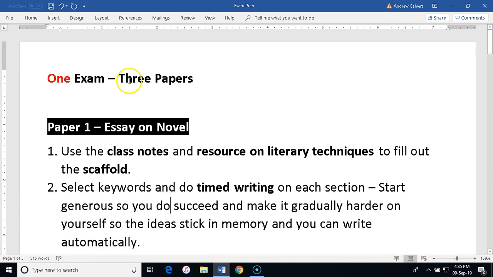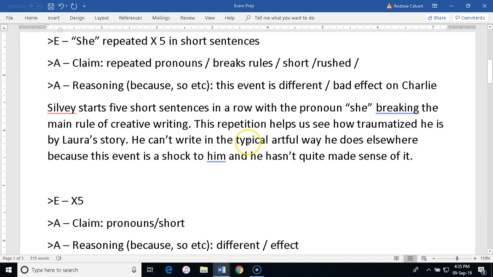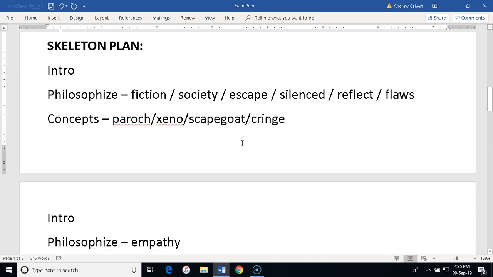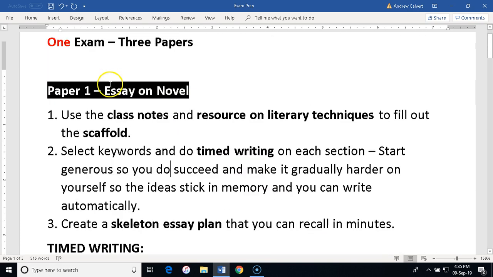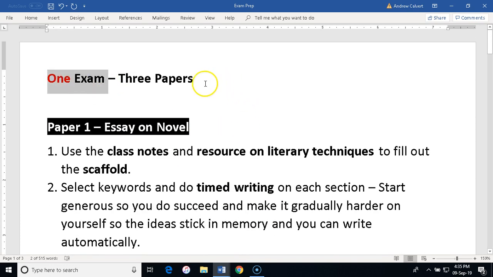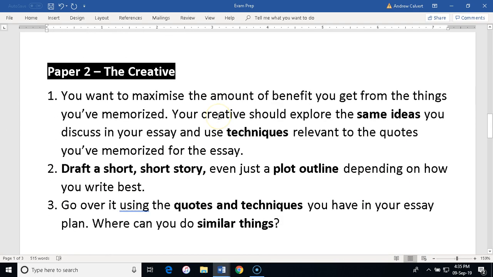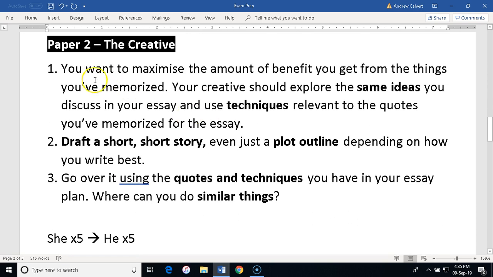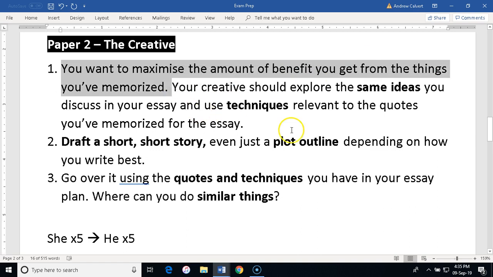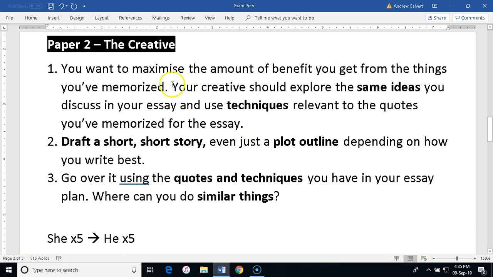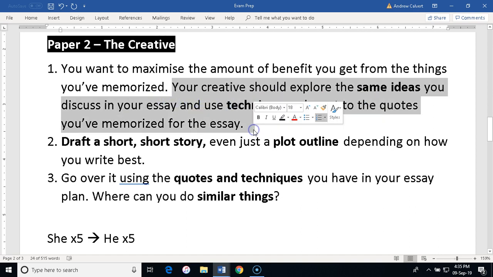So we have 2 more papers to do. So does that mean 2 completely different bits of work? No, we really don't want that to be the case, because it is one exam and it is one unit they're being studied on. It's just 3 different ways they can demonstrate the same knowledge. So when we move on to the creative part, they want to maximize the amount of benefit they get from things they've memorized. So whatever we've done before, we want to use the same stuff in our creative as we have in our essay. So their creative should explore the same ideas you discuss in your essay and use techniques relevant to the quotes you've memorized for the essay.